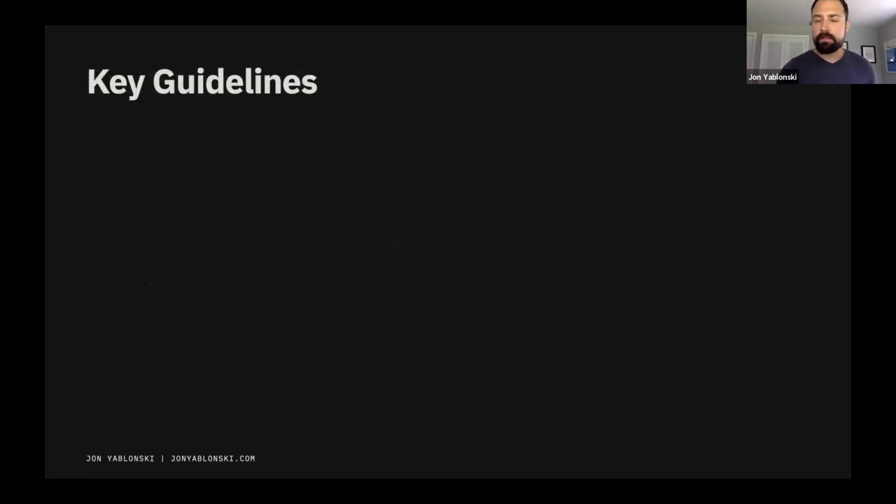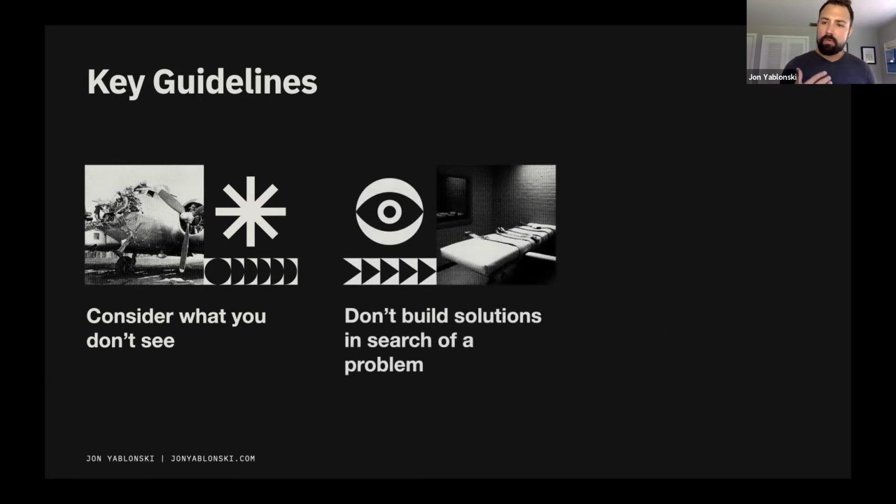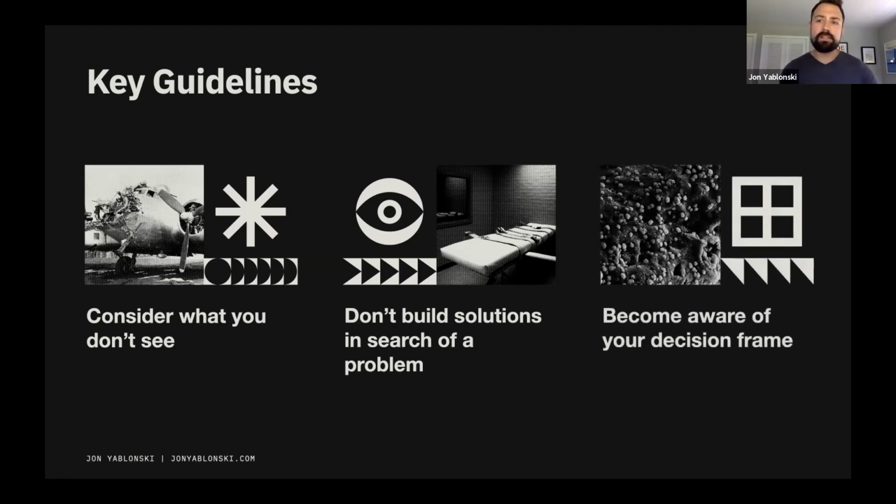All right, just to summarize some key guidelines. We can consider what we don't see by factoring in failure. We can avoid building solutions in search of a problem by using multifaceted user research, critically examining our work, things like red team, blue team, and watching for overly optimistic interpretation of data. And finally, we can become aware of our decision frames through things like thinking through the context, gathering more context up front, and then switching our point of view to really think about the problem from a different angle.